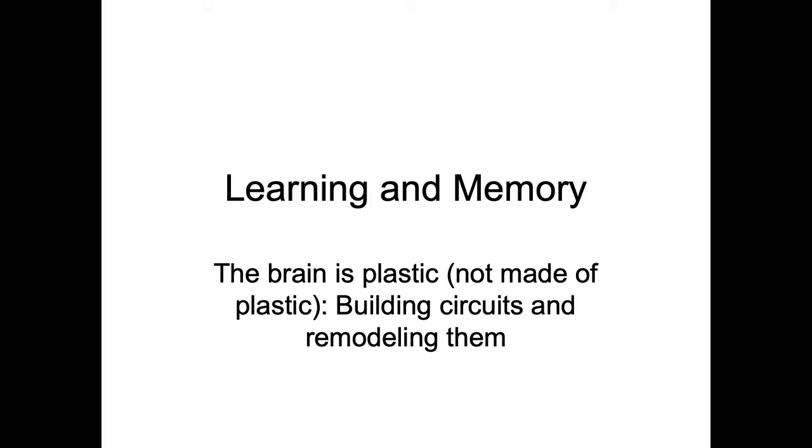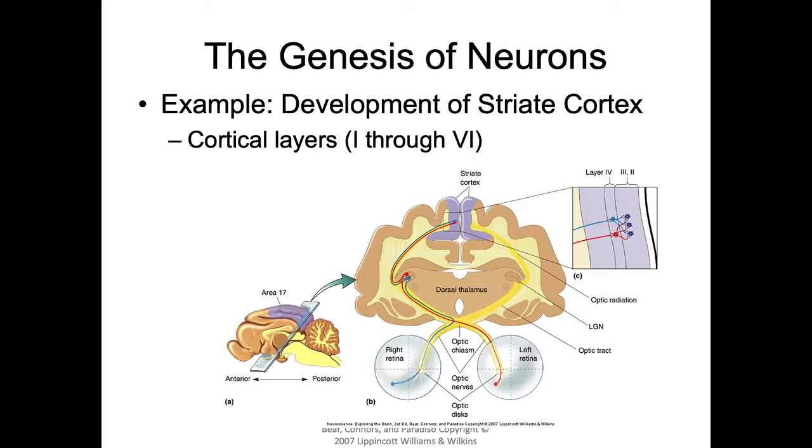Sorry, first slide. Just a stupid pun, but basically that the brain is plastic, but not made of plastic. And then a little bit about some of the basics of how do you build a circuit and remodel them. So we've talked about neurogenesis and how these neurons are actually born. But then once they're born, how do they get to where they need to be? How do you set up and establish these types of circuits? How can they change in dynamic environments, including in learning and memory?